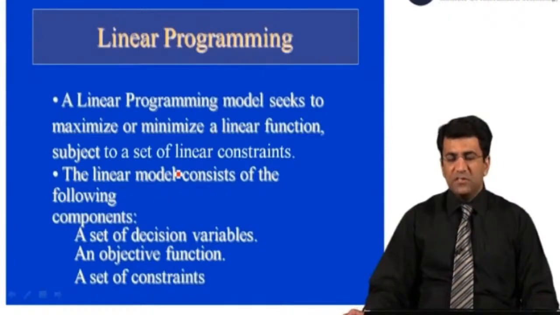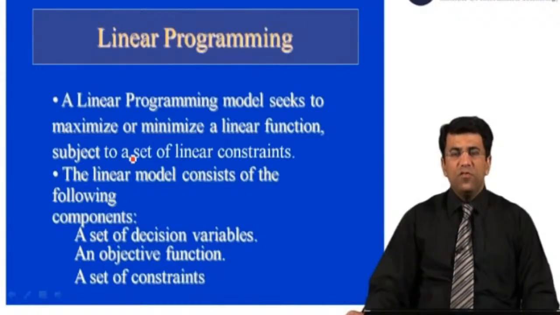So a linear programming model seeks to maximize or minimize a linear equation, as we just discussed, subject to a set of linear constraints. The linear model consists of the following components. Now class, please note down that there are three important components of linear programming, and the first component is the set of decision variables. Now what are these variables about? Whenever we go through a problem related to linear programming, we have to identify what our decision variables are.